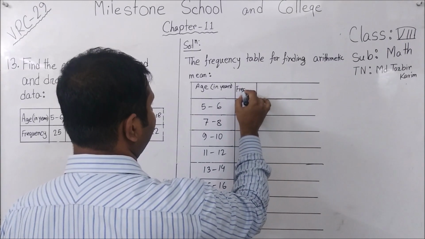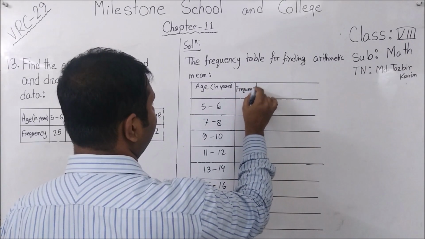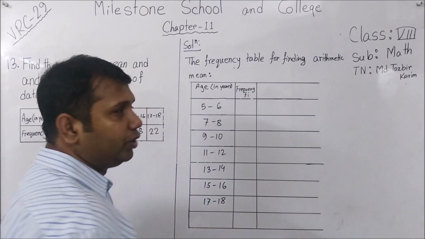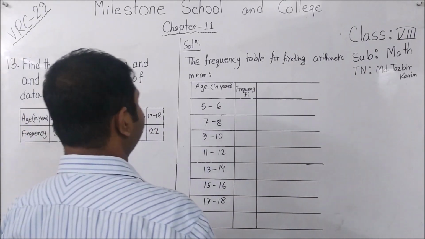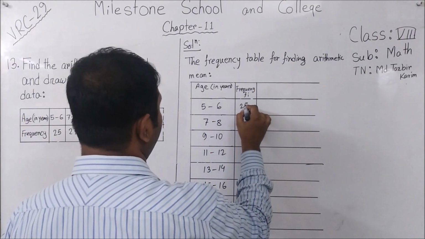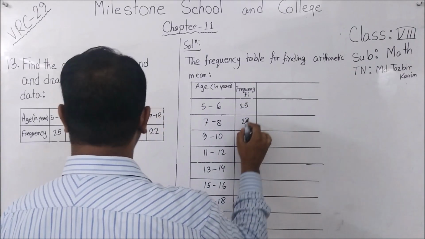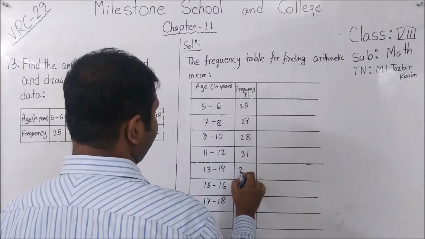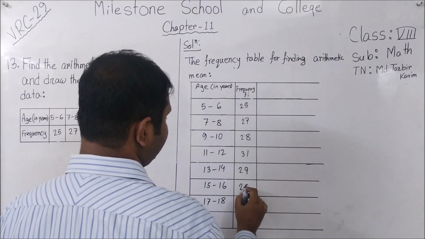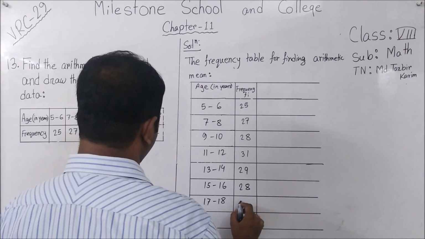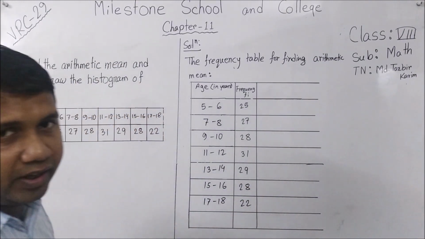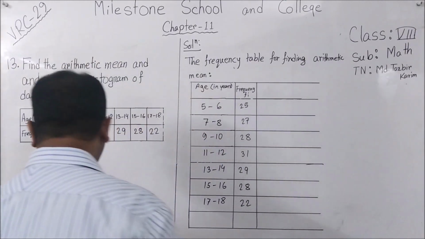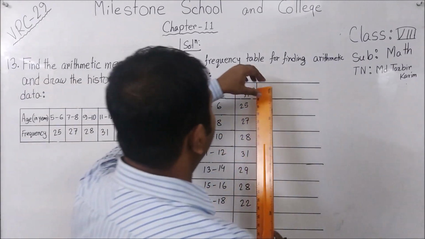Now frequency here, related fi. So from that, 25, 27, 28, 31, 29, then 28, then 22. So this is the frequency fi given here. Now we have to find out the mean value of the class.